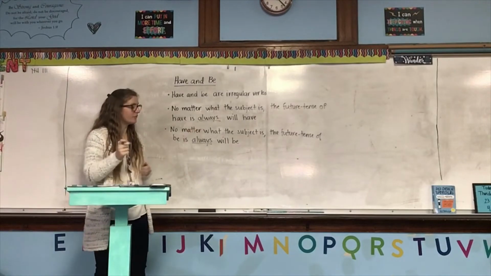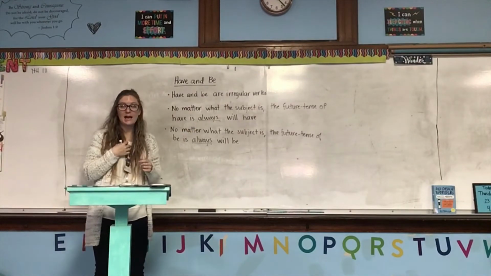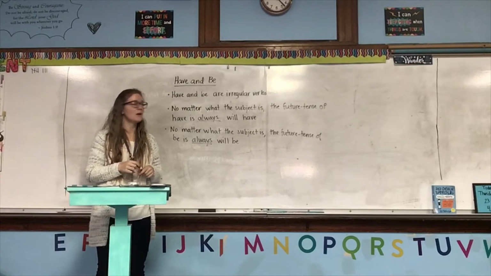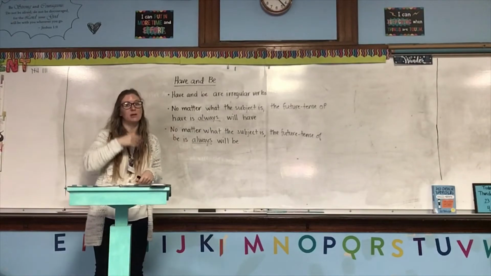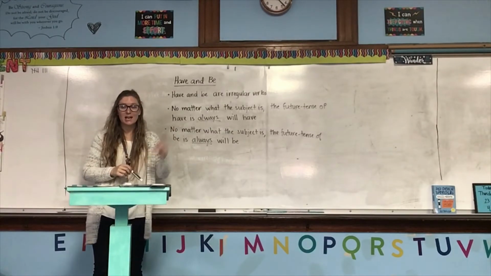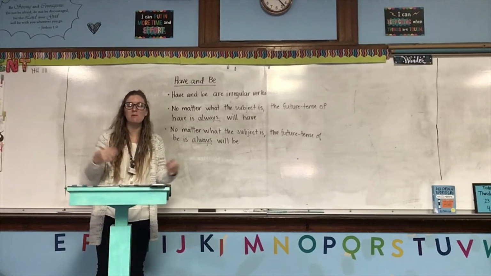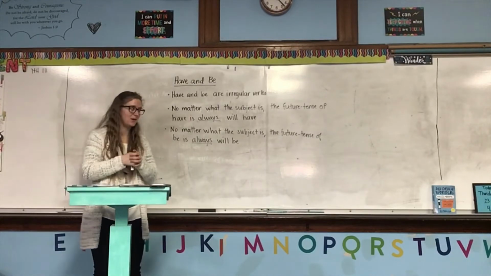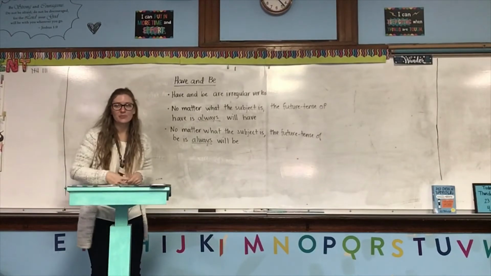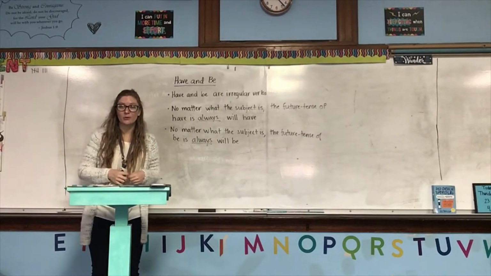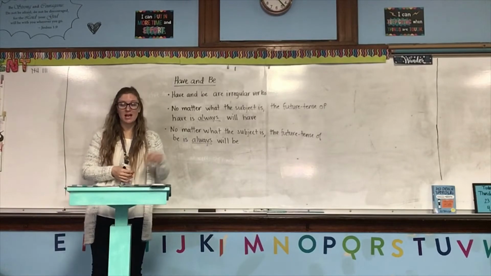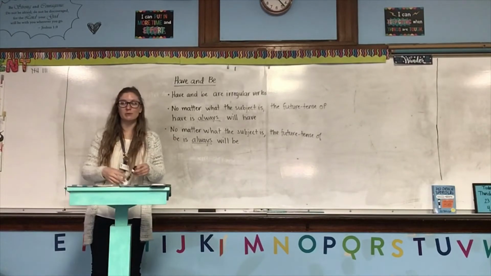For have: I will have a sandwich. You will have a sandwich. He will have a sandwich. She will have a sandwich. It will have a sandwich. We will have a sandwich. They will have a sandwich. For be: I will be home soon. You will be home soon. He will be home soon. She will be home soon.